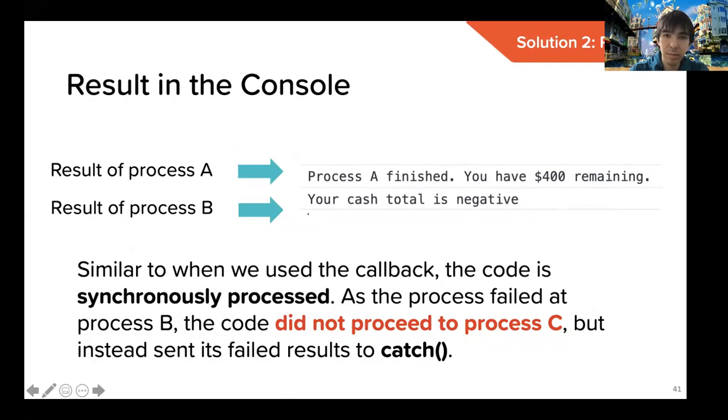And what you'll notice is that the results that we got very much are in line with what we would like to see. We want to subtract money up until we can't, and then we want something that handles the path when we can't do it anymore, which we've created as a fail condition. So succeed up until we can't, and then fail, and then that fail will bubble through the catch statement. And in this case, we'll get a message that says your cash total is negative.